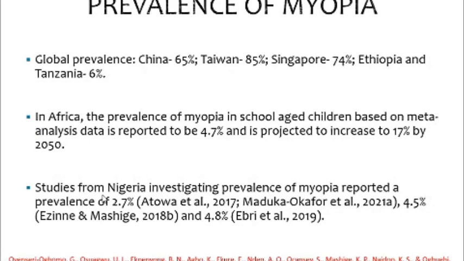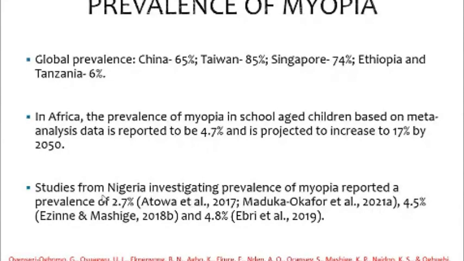Now, I'm sure all of us have seen that staggering statistic that by 2050, half the world's population would have myopia. And we know that in East Asia, like in China, Taiwan, Singapore, the prevalence of myopia is quite high. Whereas in Africa, for example, in Ethiopia and Tanzania, it's about 6%. A recent meta-analysis that was done by Obinwanne and his group in 2022 put the prevalence of myopia in school-age children at about 4.7%.